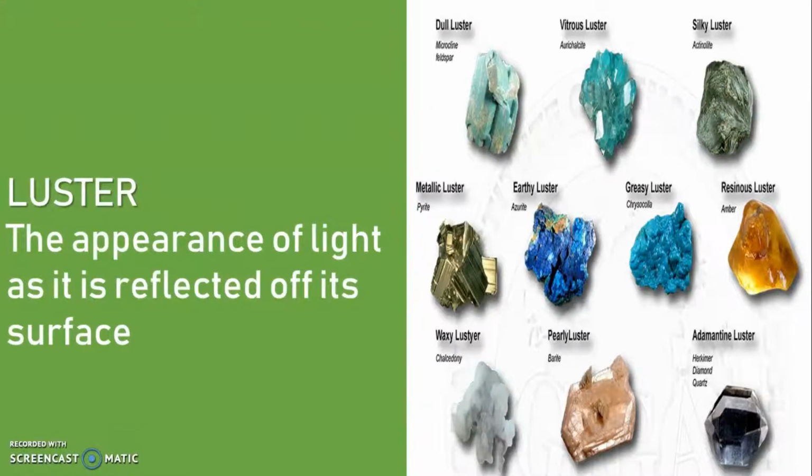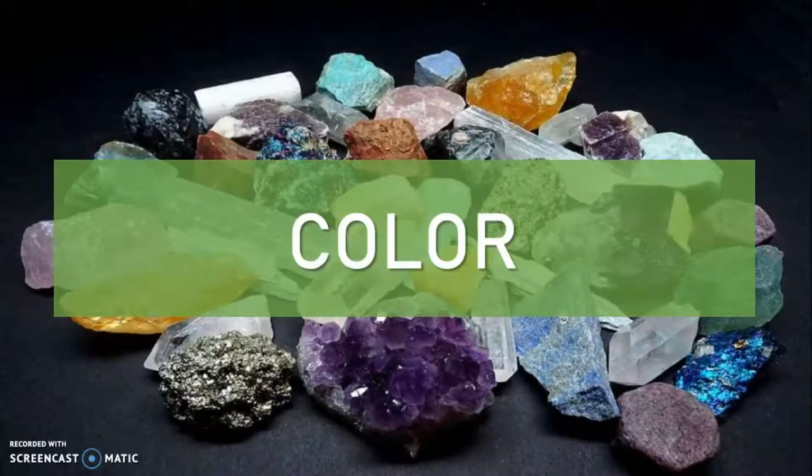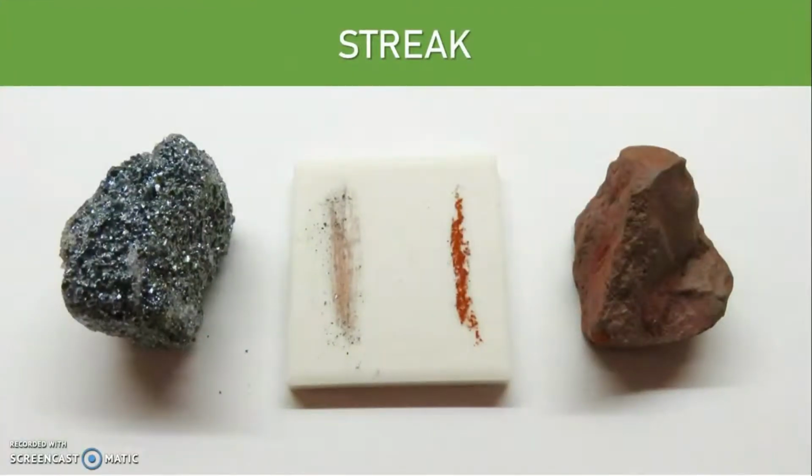But in general, luster is classified as either metallic or non-metallic, and basically that's it about luster. So next we have color. Let's start with streak first.